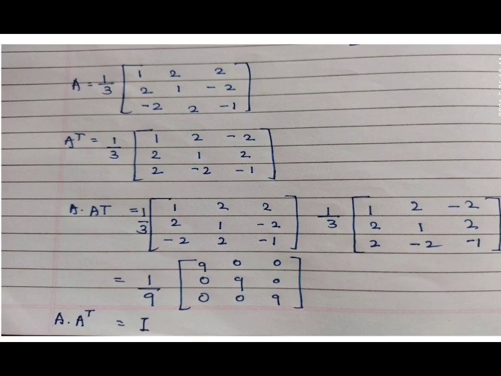A square matrix A is said to be orthogonal if A into A transpose is equal to the identity matrix. So this matrix is denoted by A and A transpose is denoted by the other matrix, and if we multiply both we will get the identity matrix.